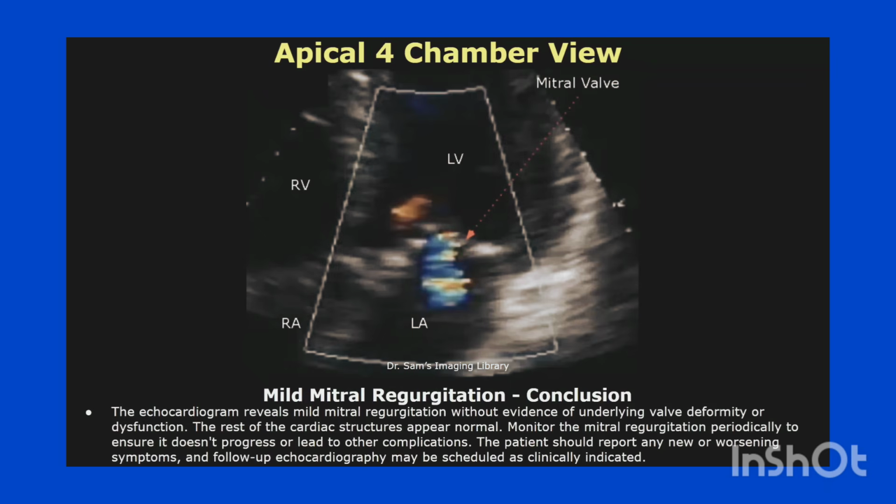This is the conclusion. The echocardiogram reveals mild mitral regurgitation without evidence of underlying valve deformity or dysfunction. The rest of the cardiac structures appear normal.